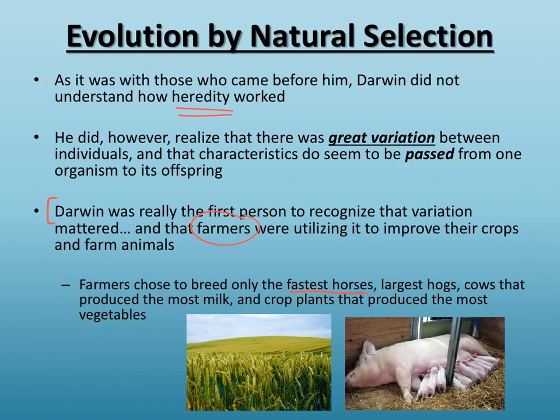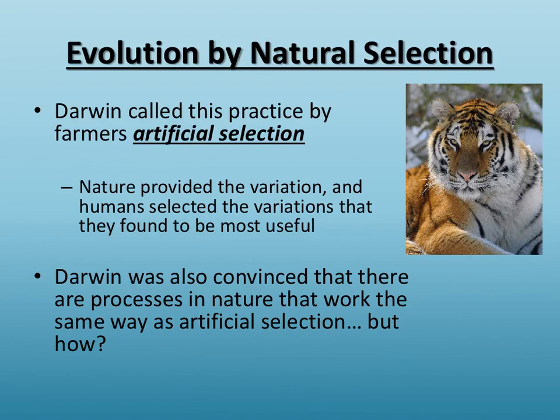But for farmers, things like livestock, right? Cows that produce the most milk, use those to mate. The biggest pigs, the sturdiest crops you have, use those to create your next generation because those traits get passed down. Now, Darwin gave this a name. Darwin called this artificial selection, where nature provides variation, and then humans artificially select which variation is most useful.